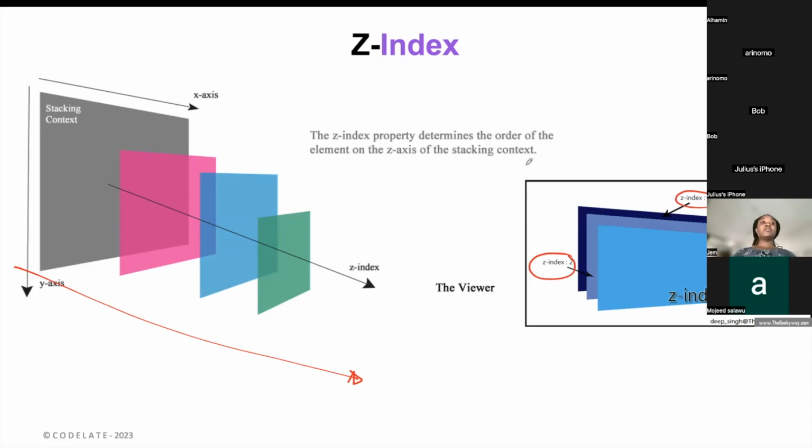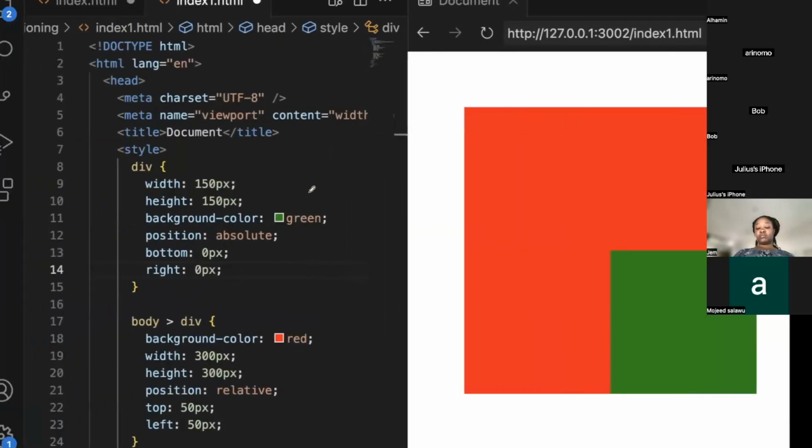So it is the property that determines the order of the element on the Z axis of the stacking context. So this is the Z axis. You're stacking elements on top of one another. The one that you give the highest Z index would automatically move to the front. So let's now see how that works in code.